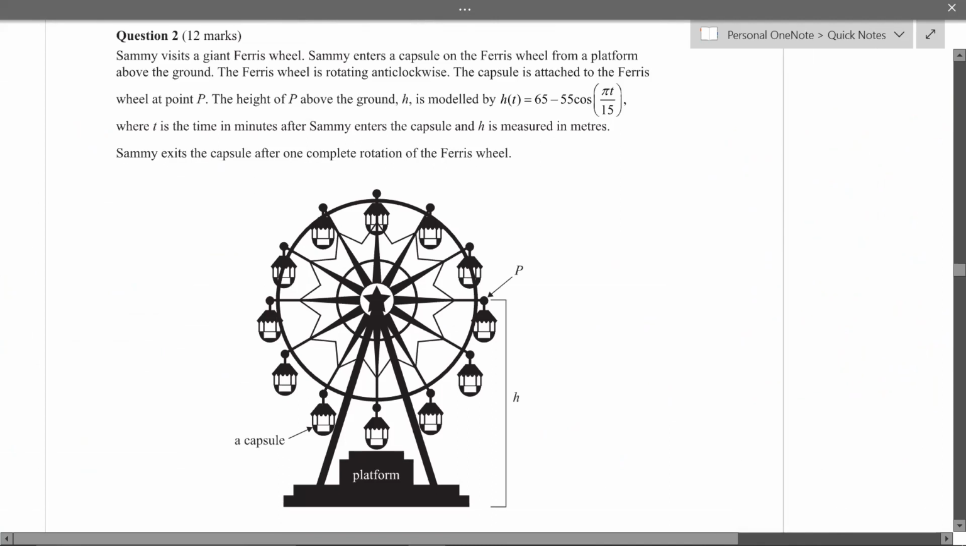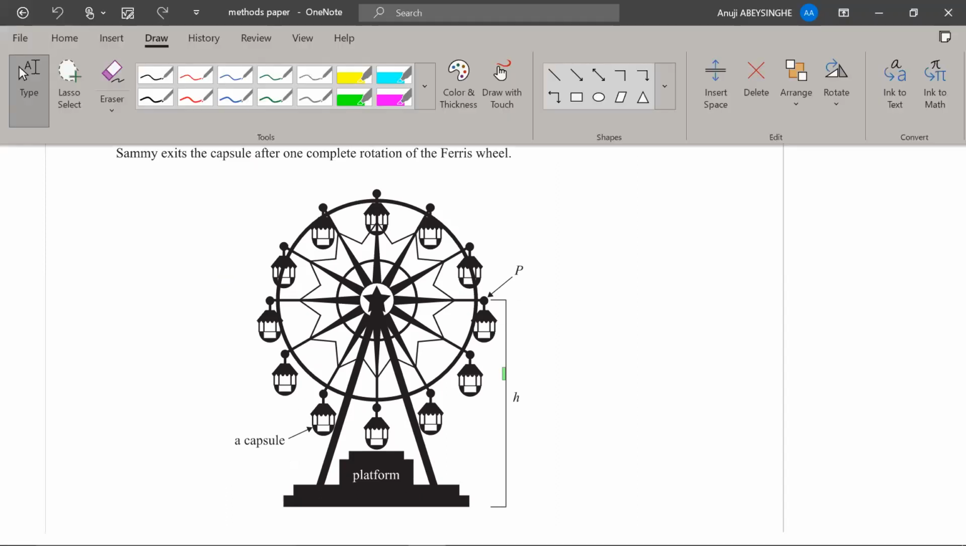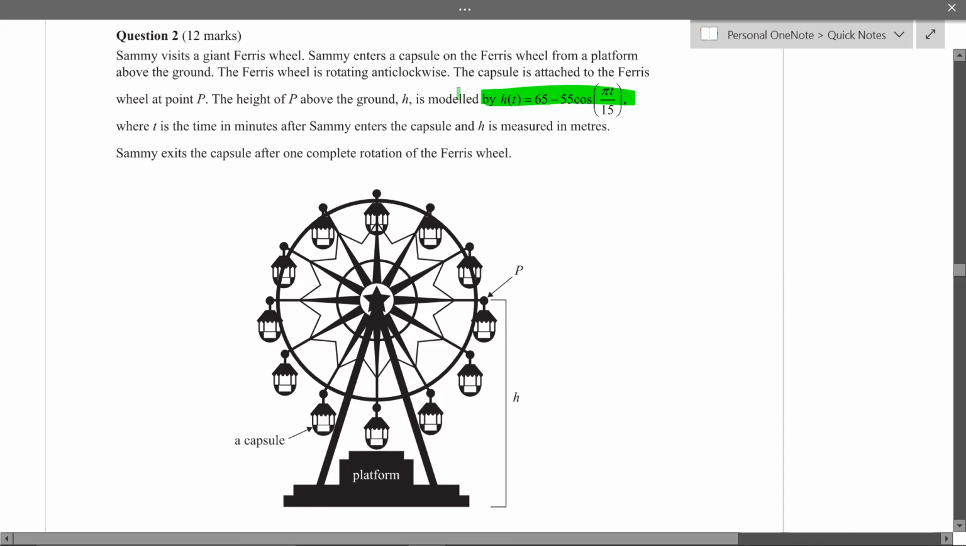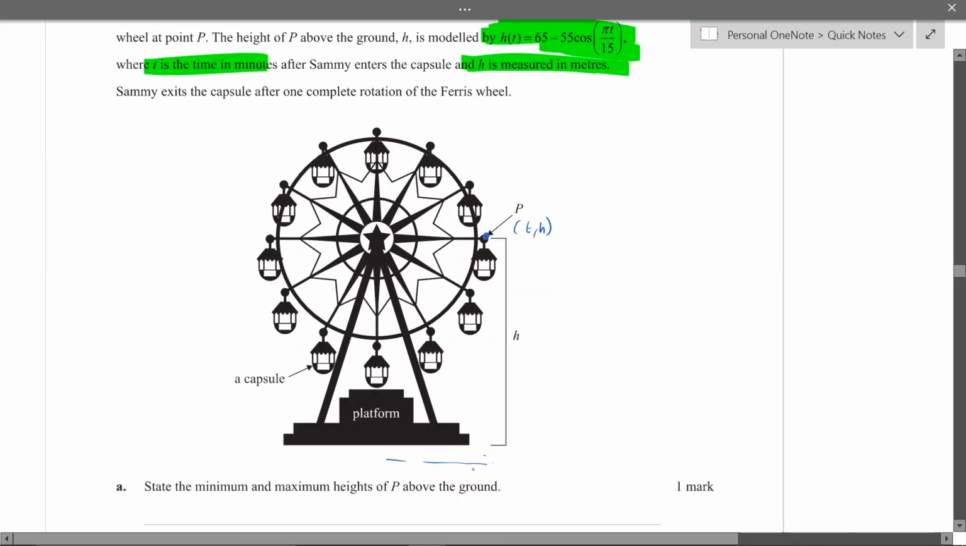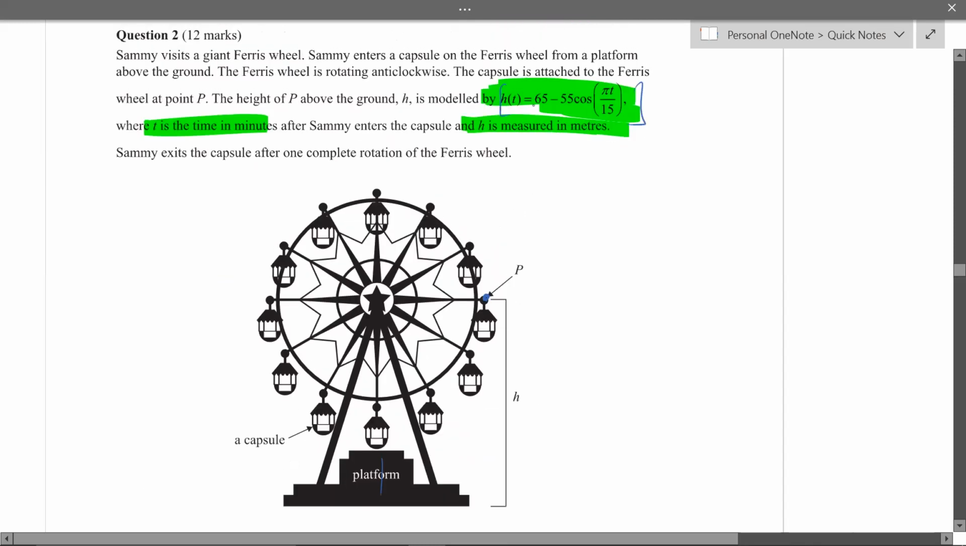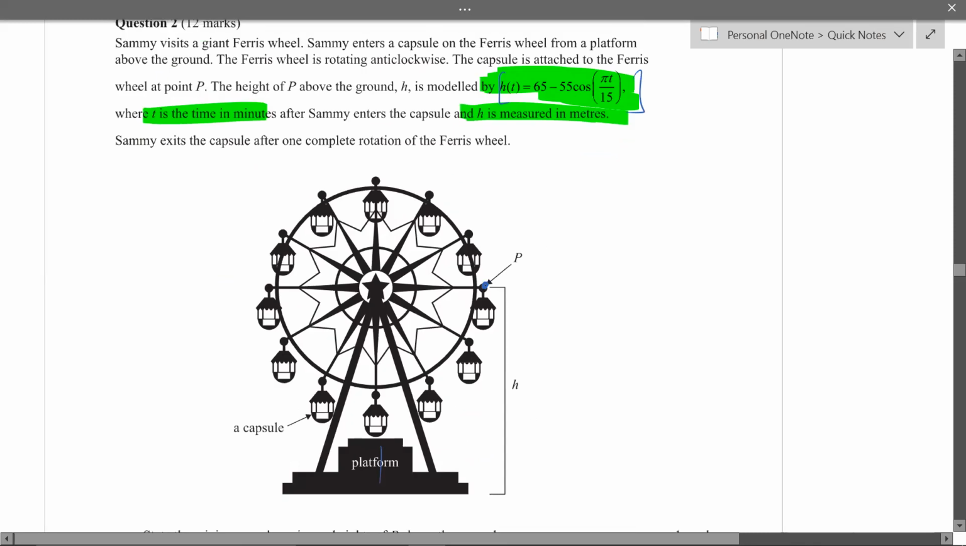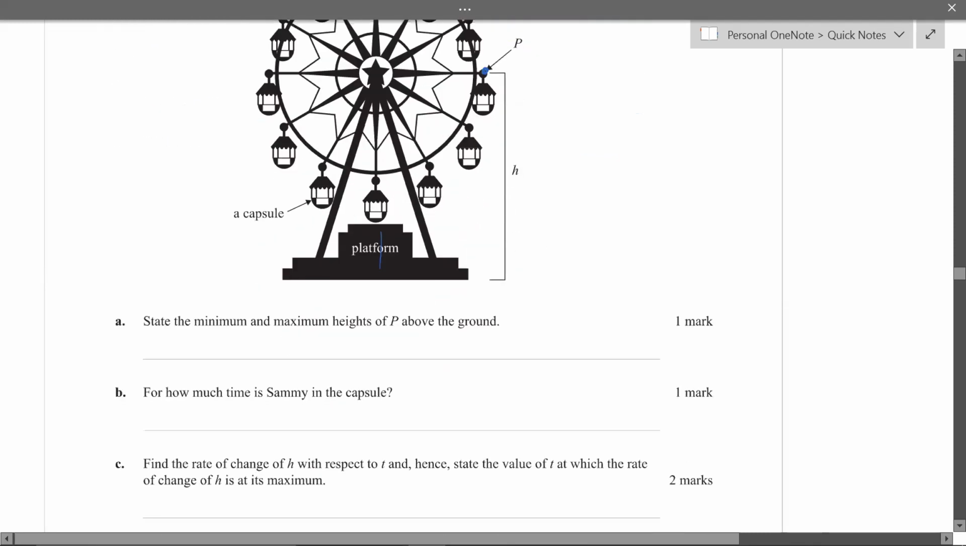So you have a Ferris wheel and you have your equation h of t. It's important to note that t is minutes and h is meters. So make sure you don't think that t is like x values. T is not how far it is from the middle of the platform. T is time. So this is not a position equation. That's important later on, so take a mental note of it.